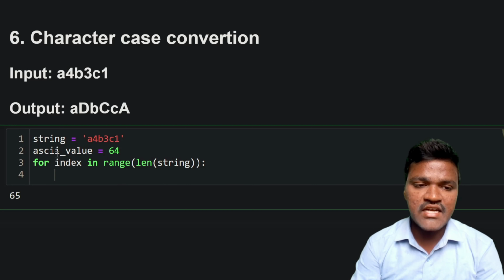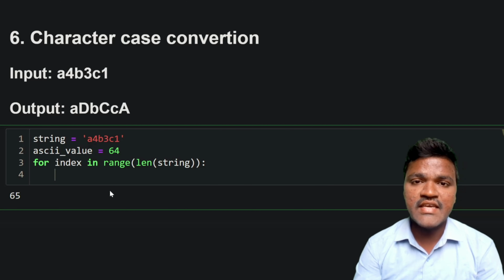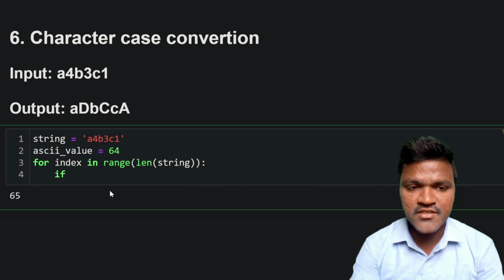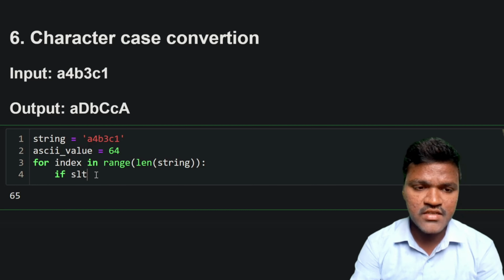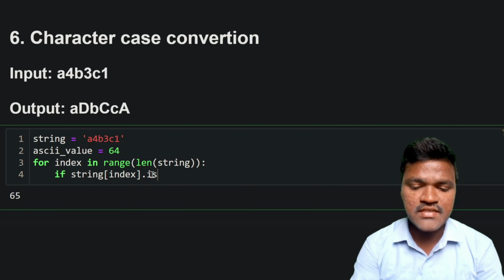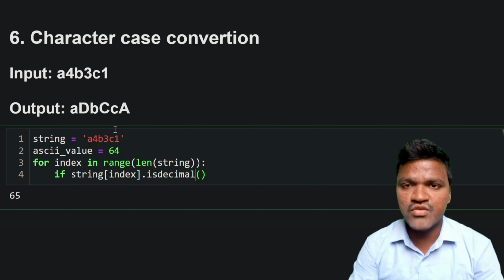After that, inside of this for loop, we need to check whether the character we are getting is an integer or an alphabet. So if we get the character based on the index, string of index, by using this we will get each character inside of the string. So what I need to check is a number, or let's say I will use isdecimal, so that we can see whether this value is a decimal or not.